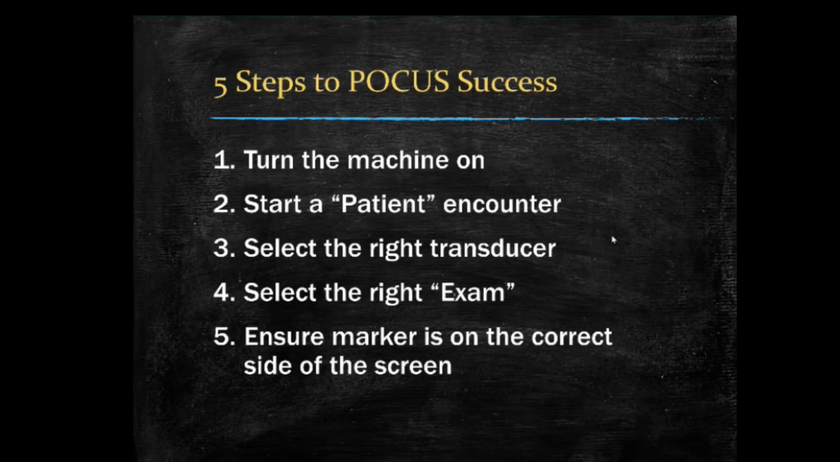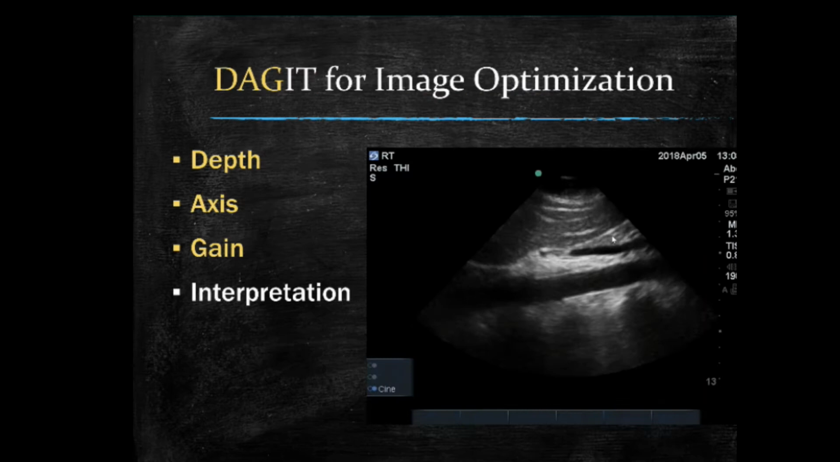All right, so we hit the 5 key steps, and now we need to know how to optimize our image. I really like the mnemonic MAGGOT. So that's depth, axis, gain, interpretation. The really nice part about this for me is I think it divides things up from the sonographer or image acquisition standpoint and differentiates it from the interpretation standpoint, which is the clinician aspect.